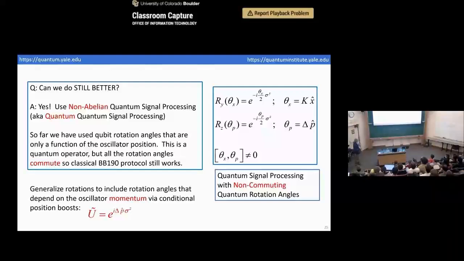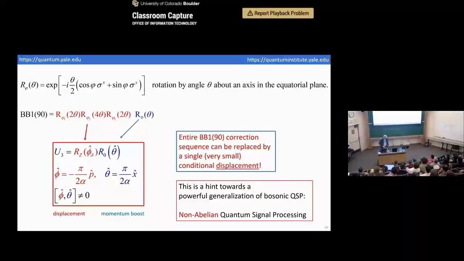And it turns out you can use this to great advantage, particularly when you know that the uncertainty actually has a Gaussian distribution. And so you can replace those three rather large rotations in the BB190 sequence with one single rotation with an angle which is momentum instead of position. And it's a very small rotation angle, pi over 2 alpha, small for large alpha. And the reason it works is that when you have a Gaussian and you take a derivative of it, you get something linear in position. And you can adjust that to cancel this linear under and over rotation.